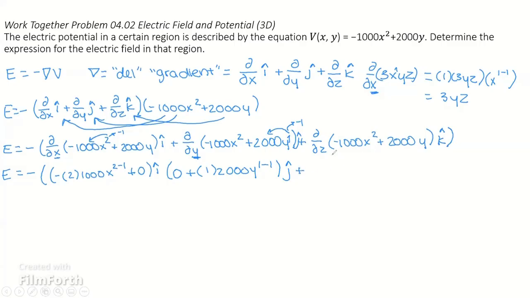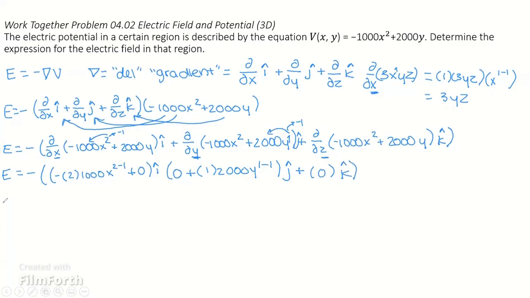Now looking finally at the z component, ∂/∂z. We're looking for z in this equation. In the first term, there's no z, so that is just 0. The second term also has no z, so that is just 0 as well, which makes our lives much easier. That is in the k hat direction.